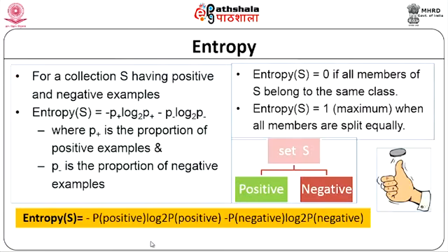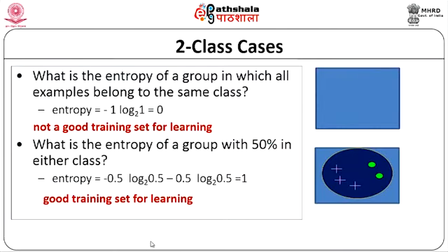So, for a collection S having positive and negative samples, entropy is defined as minus p plus log p plus minus p minus log p minus, where p plus is the proportion of positive samples and p minus the proportion of negative samples. So, you take both. Entropy of S is equal to 0 if everything belongs to the same class, and equal to 1 when all members are split equally. So, if you have a set S with positive and negative, that is what we are saying. Let us redefine entropy as minus p of positive log 2 of p of positive minus p of negative log 2 of p of negative. This will give you the entropy value for a sample set. If you have 3 classes, you will have to do it for 3. So, this is a 2 class case.